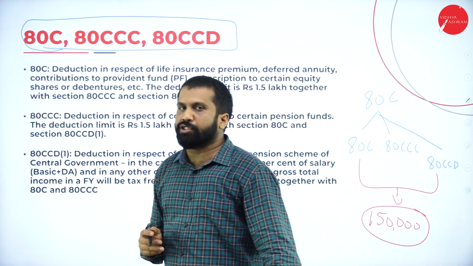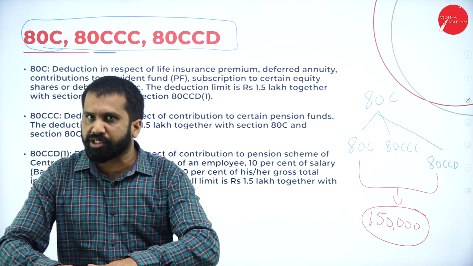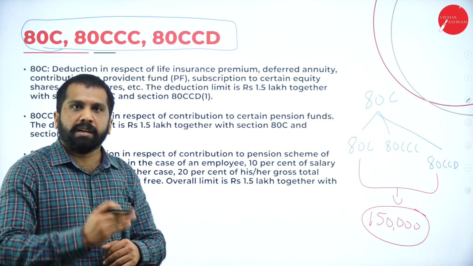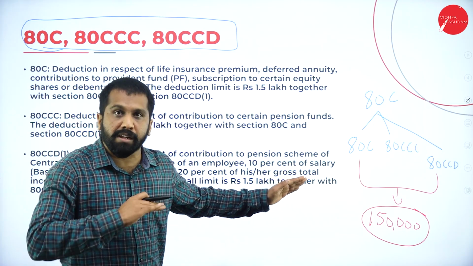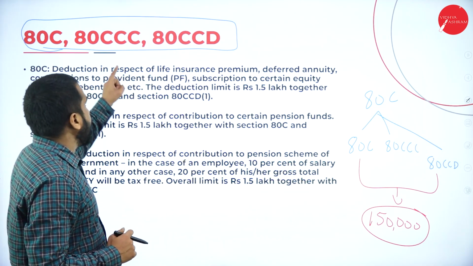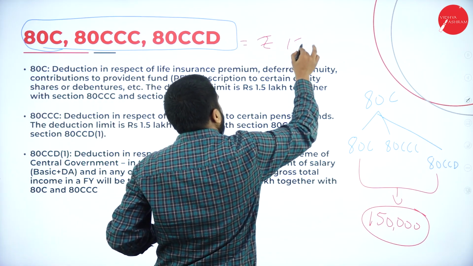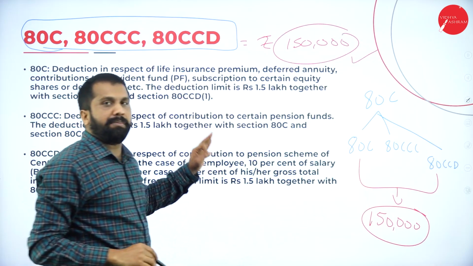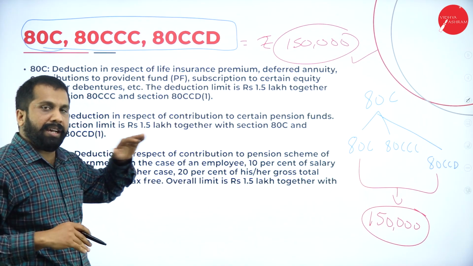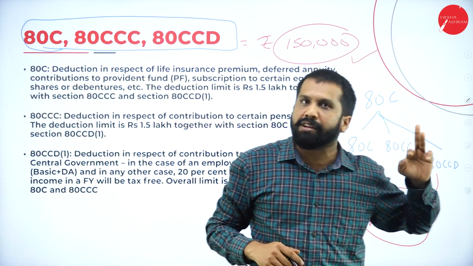1,50,000. Just assume that every month you are spending 20,000 for your child in a post office. 20,000 into 12, how much? 2,40,000. Can you claim 2,40,000? No. Why? Because the limit for this is 1,50,000. Up to 1,50,000 you can claim as deduction. You can reduce your tax burden up to the extent of 1,50,000.